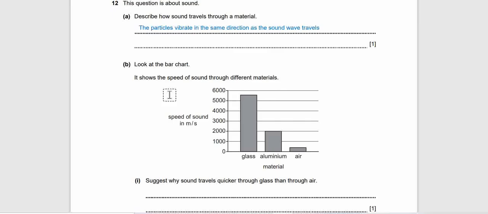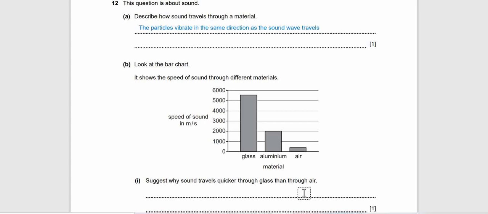Look at the bar chart. It shows the speed of sound through different materials. Suggest why sound travels quicker through glass than through air. Glass here is between 5,000 and 6,000 and air is less than 1,000. So suggest why. 10 seconds from now. 10, 9, 8, 7, 6, 5, 4, 3, 2, 1.